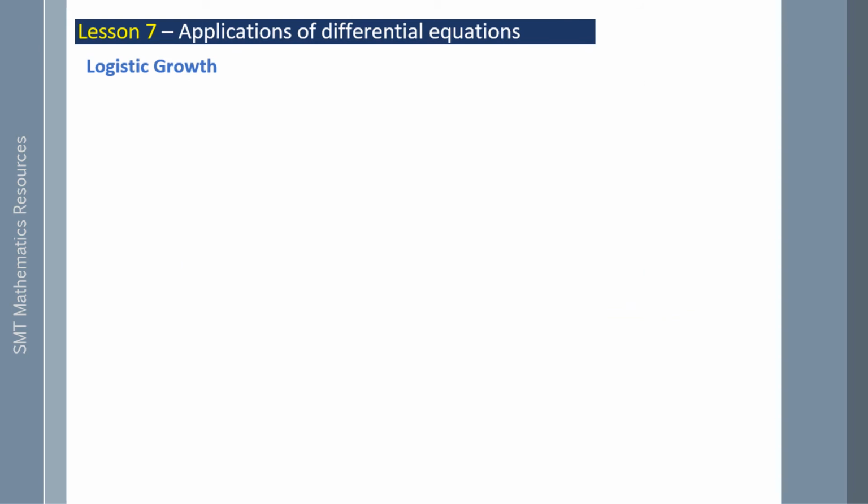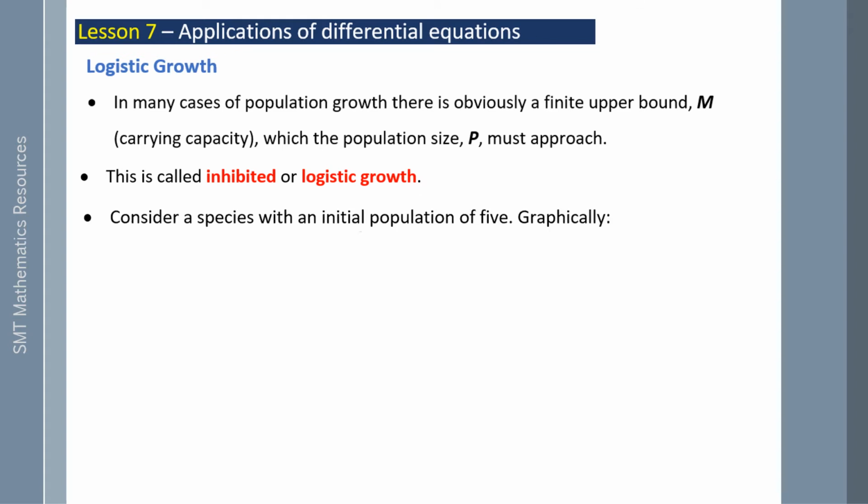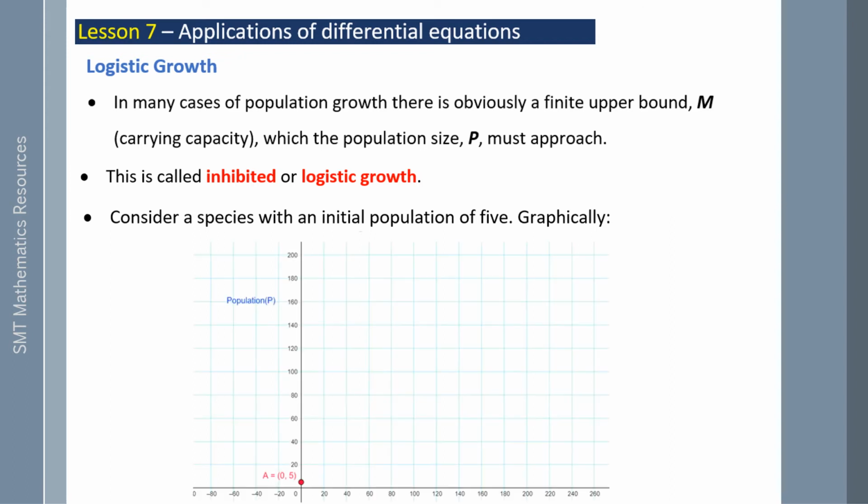Next, we're going to look at logistic growth. In many cases of population growth, there is obviously a finite upper boundary m, the carrying capacity, which the population size p must approach. This is called inhibited or logistic growth. Consider a species with an initial population of 5. Graphically, this looks like something like this, which is at time 0, the population is 5.